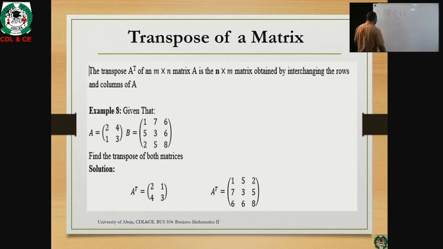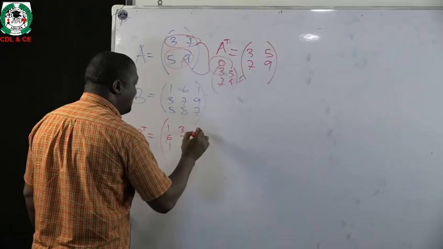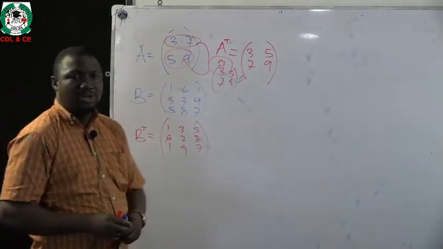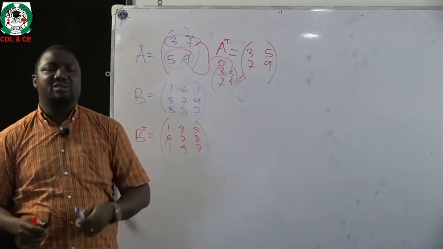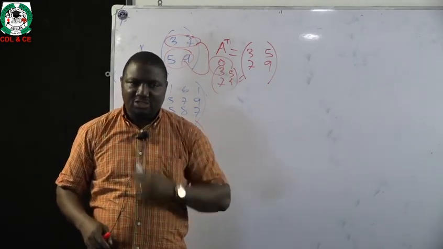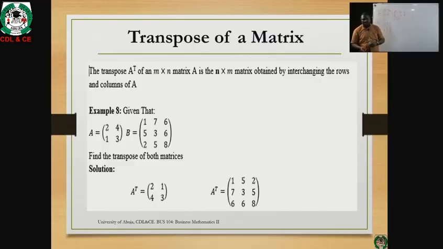Applying the same principle here, for B transpose, your guess is as good as mine. 1, 3, 5 will become the new column, which is 1, 3, 5. 6, 7, 8 will become the second column because it's the second row. Then 1, 9, 7, which is the third row, will become the third column. So this is B transpose, which is exactly what we have on the board there as projected. You can see A transpose. You can see B transpose. That's transpose of a matrix.